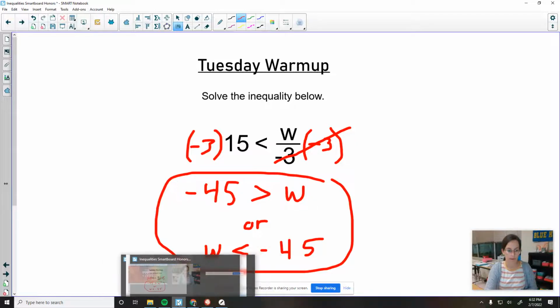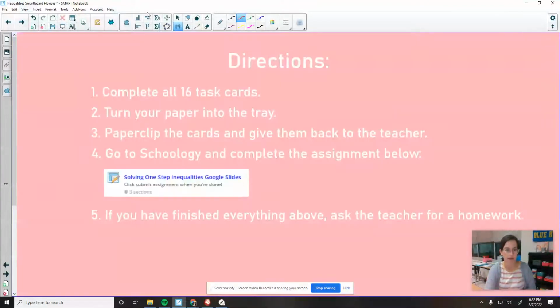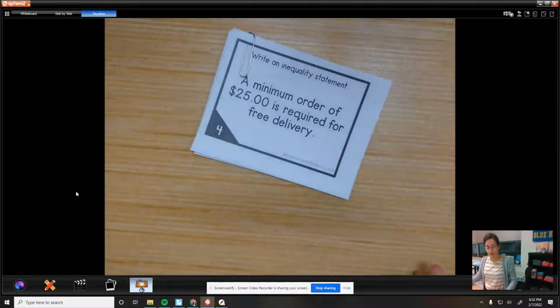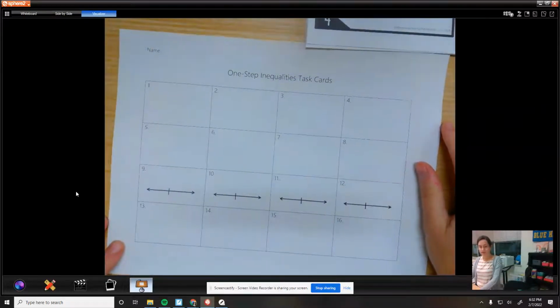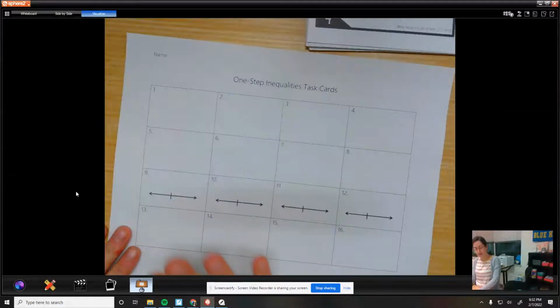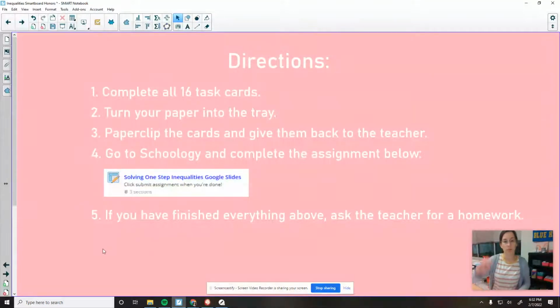So let me go to the next slide. I have everything listed out that you're going to need to do. So first thing you're going to be working on is you're going to be working in groups of like 2 or 3 on task cards. So you guys will share the cards in your group. There's 16 cards. They're all paper clipped together. And each person is going to get a recording sheet. So there's 16 boxes, so you can do your work in each box. So 1 set of cards per group, 1 paper per person. So you are going to complete all 16 cards.